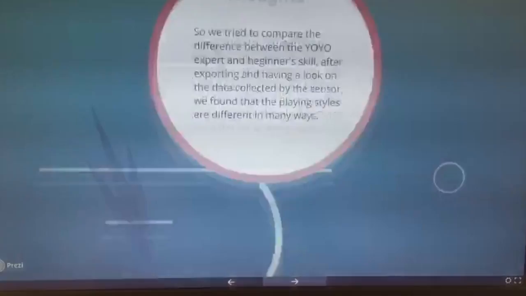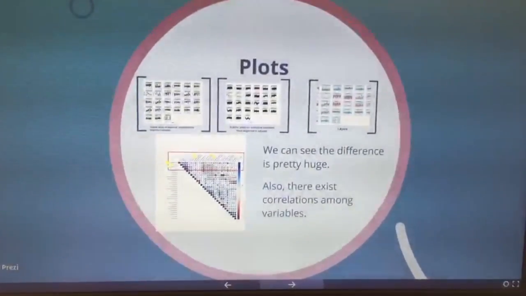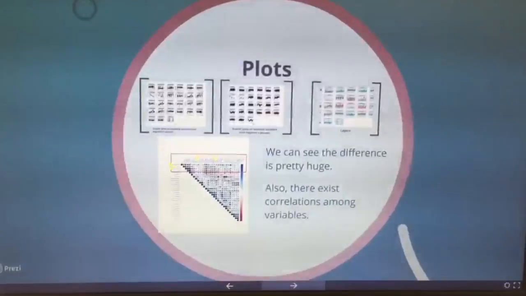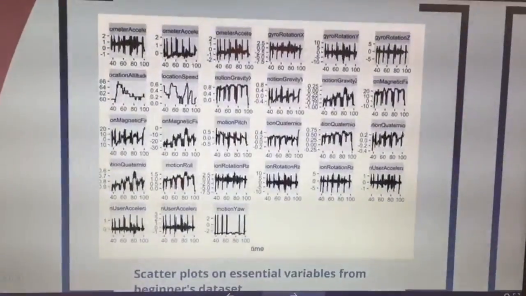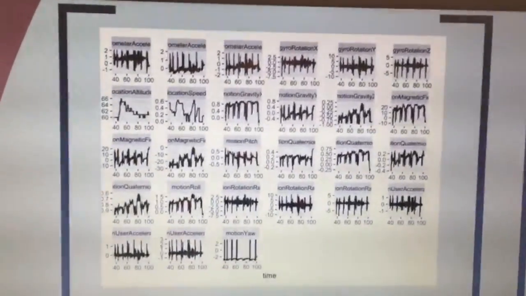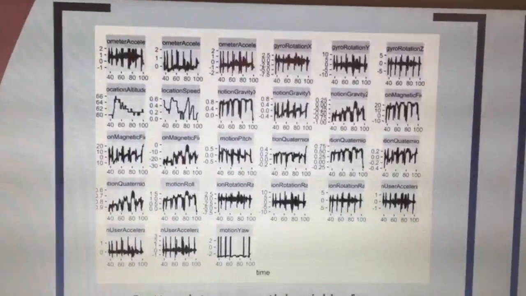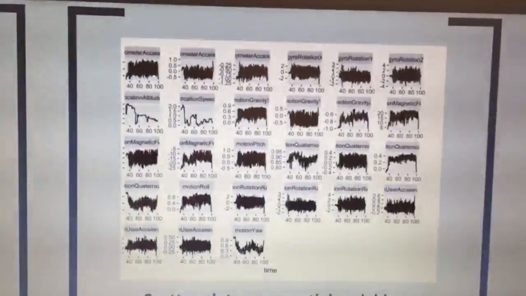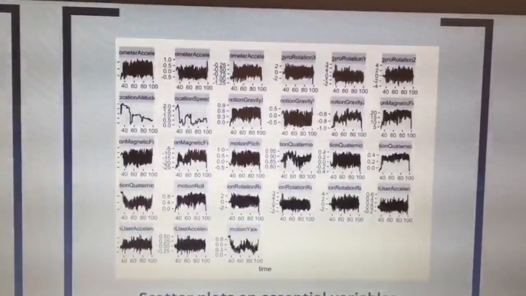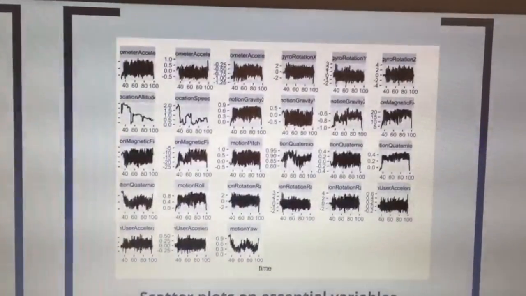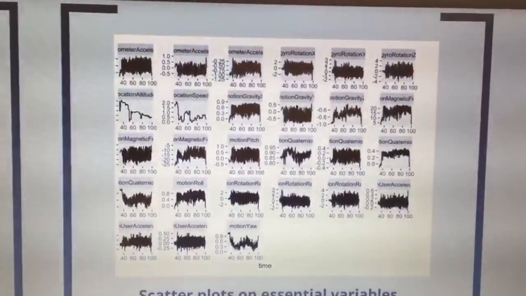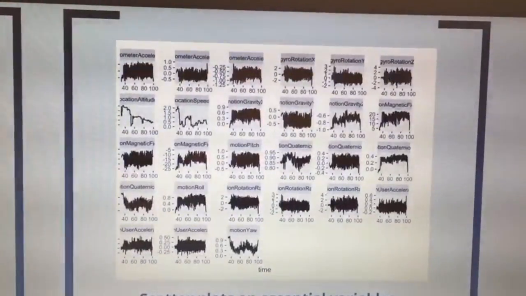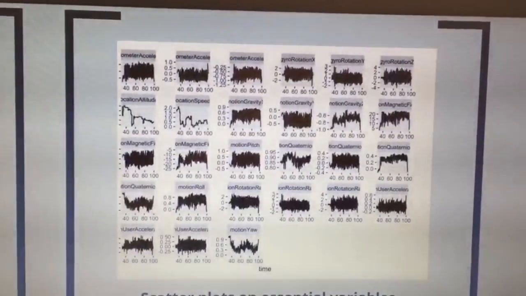So we did some plots on the overall data, and this one's for the beginner. We can see the curves are pretty messed up here. And this is the data of the expert. You can see the pattern is pretty clear.